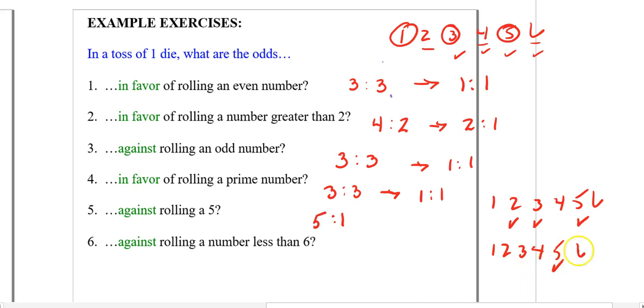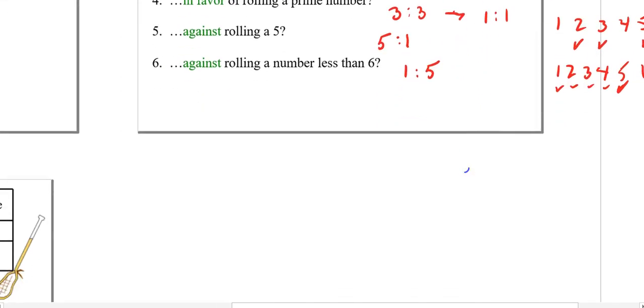Against rolling a number less than 6. Less than 6, 1, 2, 3, 4, 5. 5 numbers, which means one other number. And that's how you handle odds.